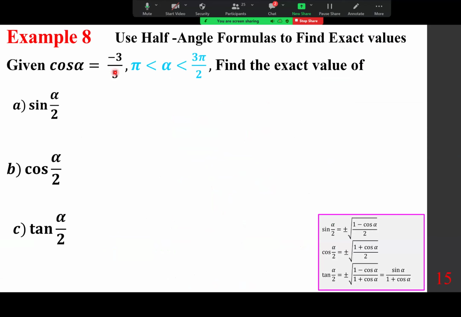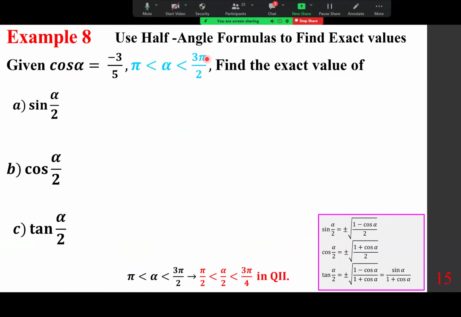Given cosine alpha is negative 3 over 5 and alpha is between pi and 3 pi over 2, we want to find sine of alpha over 2, cosine of alpha over 2, and tan of alpha over 2. So we cut this in half. It gives us pi over 2, and this one gives us 3 pi over 4, which means quadrant 2.